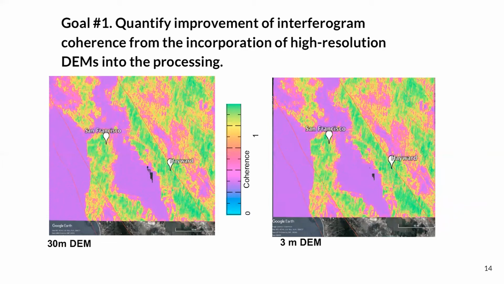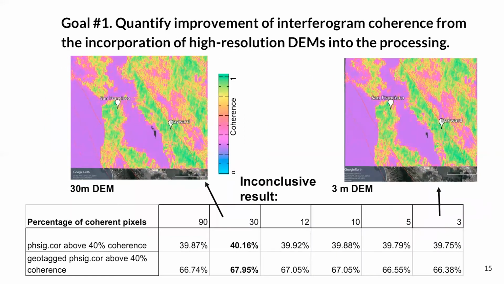So at this point, this goal has been a little bit inconclusive. We're trying to get a percentage of coherent pixels. And so far, we haven't been able to completely interpret our results. Currently, we have the best results around a 30-meter resolution. And we suspect this is because the processing uses around 20-meter pixels before interpolation.